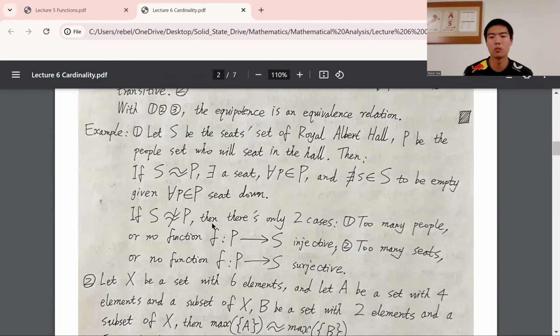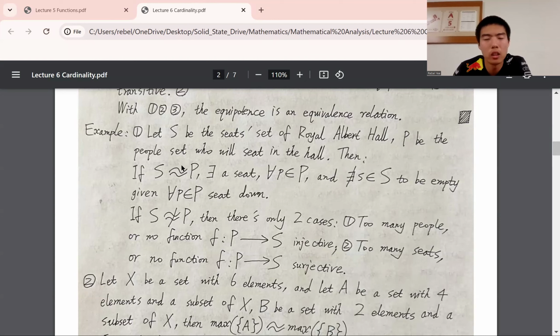So let's see some examples about cardinality and its property. For example, let S be the seat set of Royal Albert Hall, which is a very famous music hall in London, Great Britain. A seat set means the set of total seats in that music hall. And P is the people set, which means the set of all people who will sit in the hall.